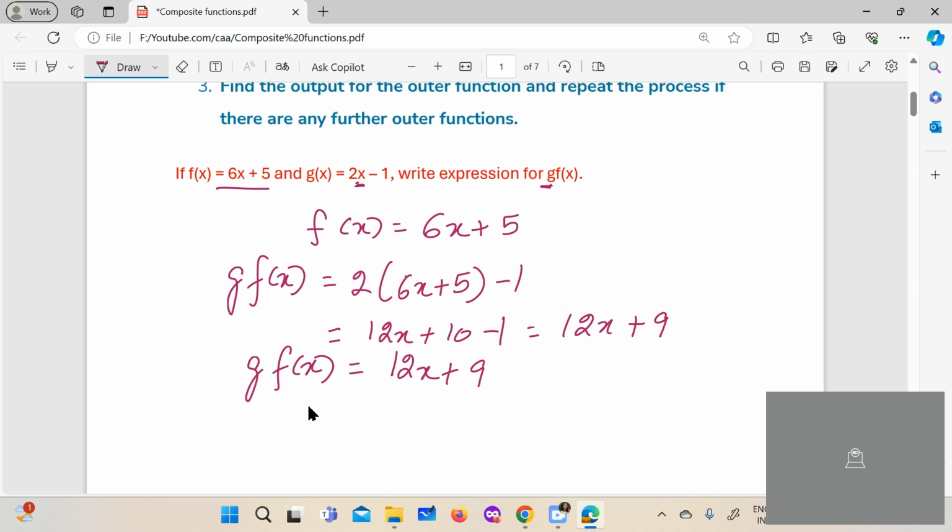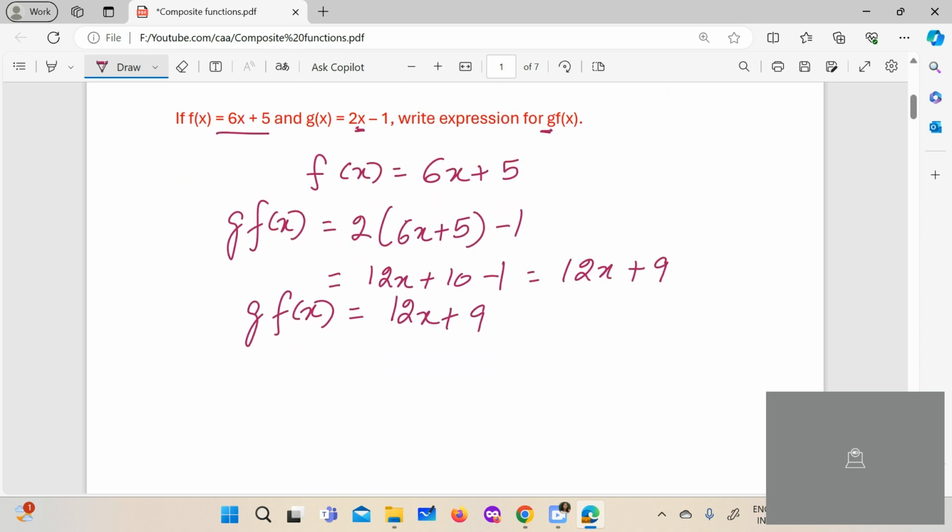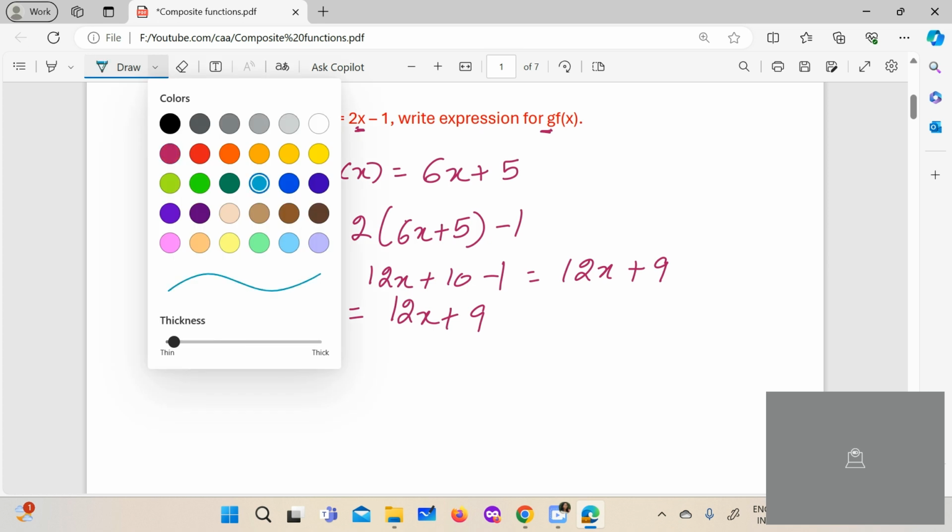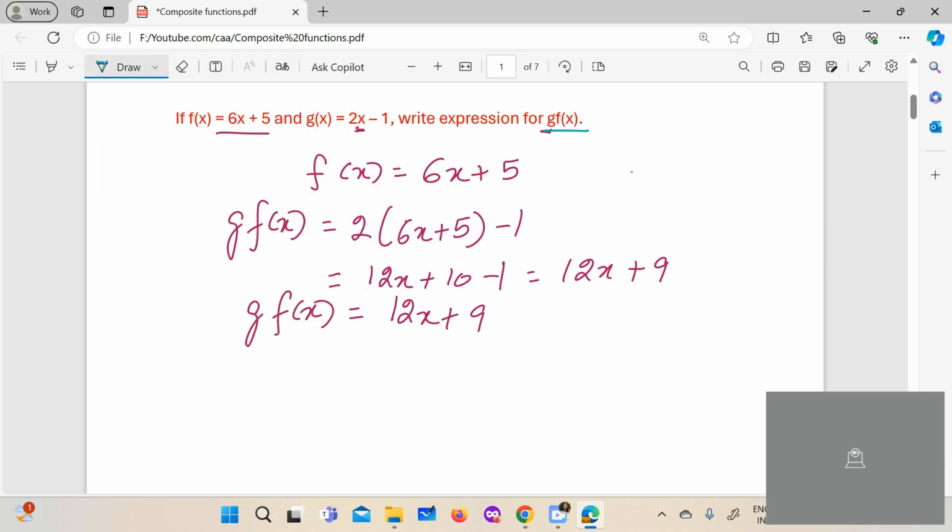We can do the vice versa also. Let's see how to do that. So here you did g of f of x. We can also find f of g of x.